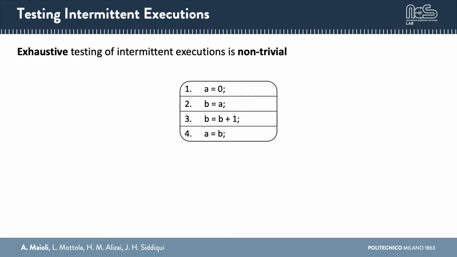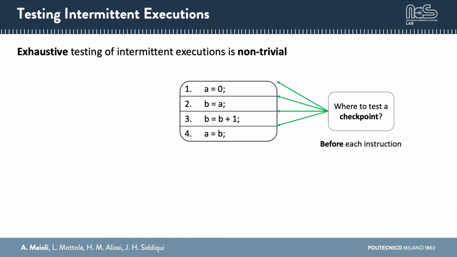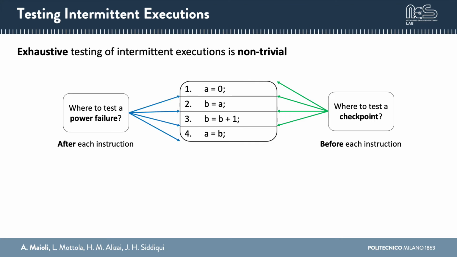For instance, exhaustively testing intermittent executions is a non-trivial operation. In general, a checkpoint can be triggered at any point during the program execution. So, to execute an exhaustive test, we need to test a checkpoint before each single instruction. Then, power failures are unpredictable and can happen at any instant. So, for each one of these checkpoints, we need to simulate a power failure after each instruction. This generates all the possible combinations of checkpoint and power failures that we need to test.